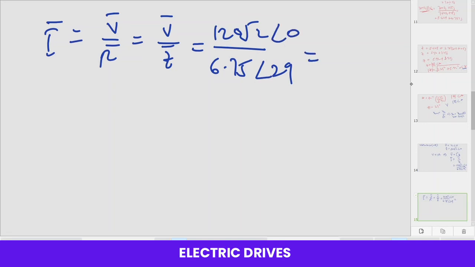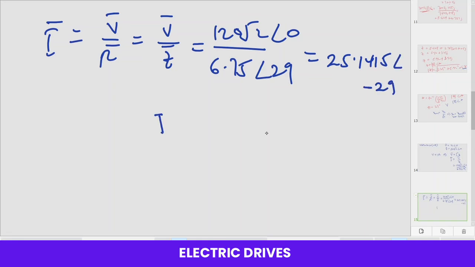So if you are simplifying it correctly, by using just a calculator, if you punch this expression inside the calculator, you get 120 root 2 phasor 0, then 6.75 phasor 29. That gives us 25.1415, and the phasor angle will go negative 29 because it will come up.